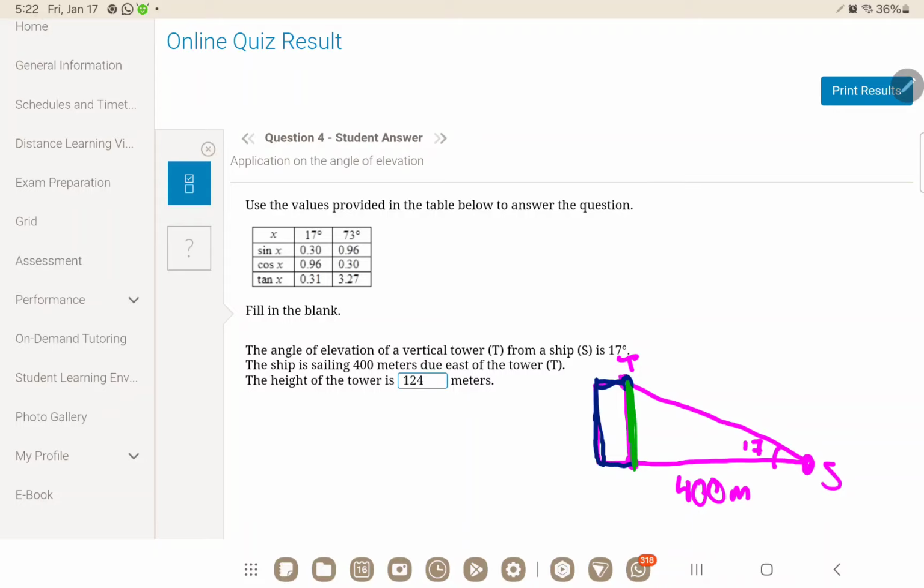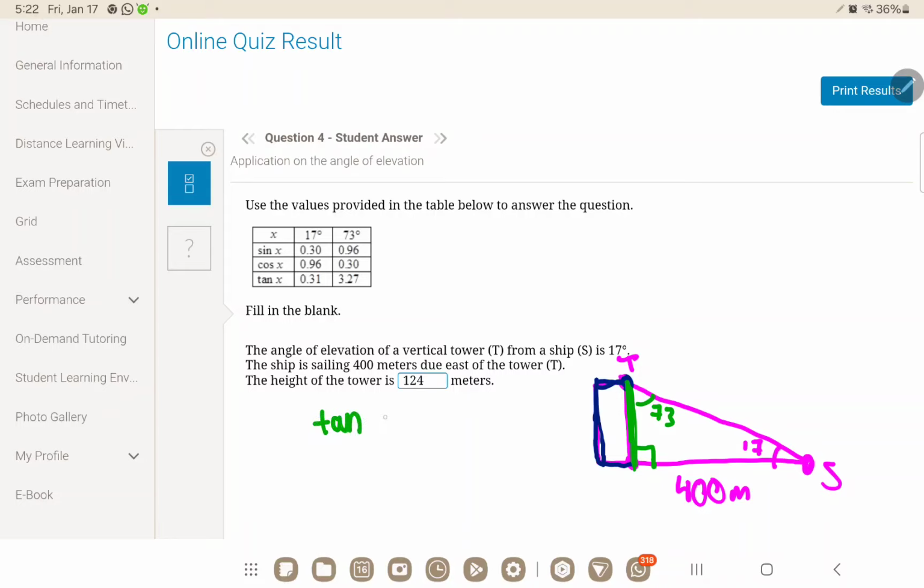Since this is 17 degrees and we have one of the sides, one of the angles, and one of the sides, we need to find this side. How do we find this side? What angle do we use? We know this is a 90 degree angle, by the way, and that this is 73 because 90 minus 17 equals 73. Okay, so what do we use to find the short leg when you have the long leg?